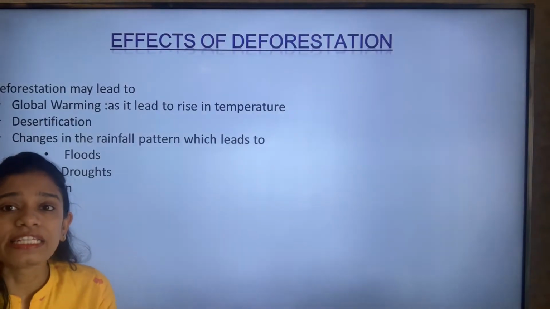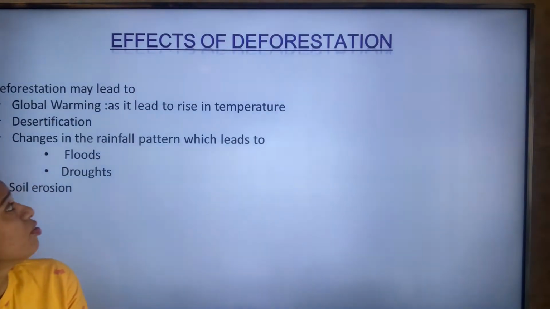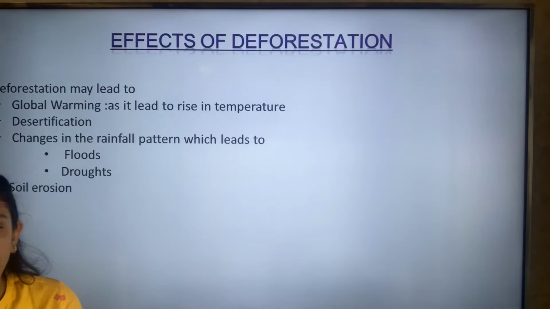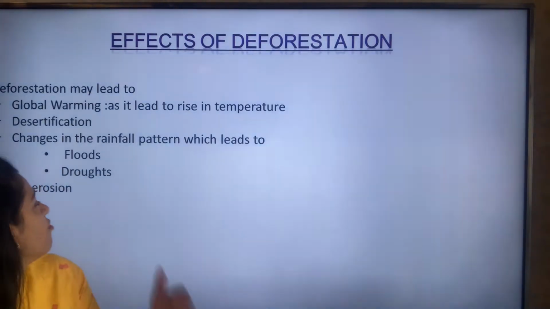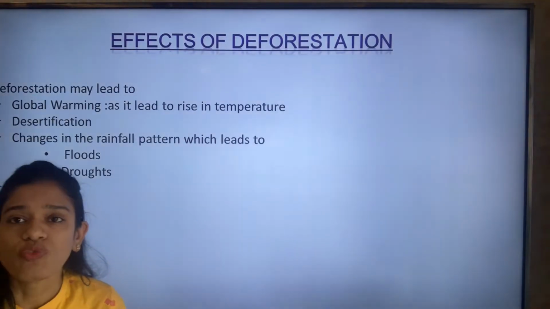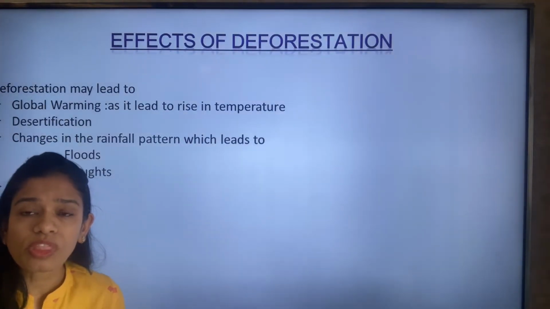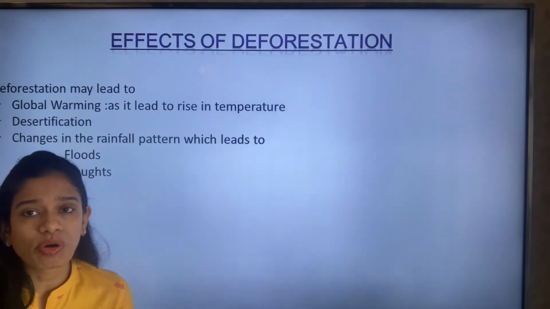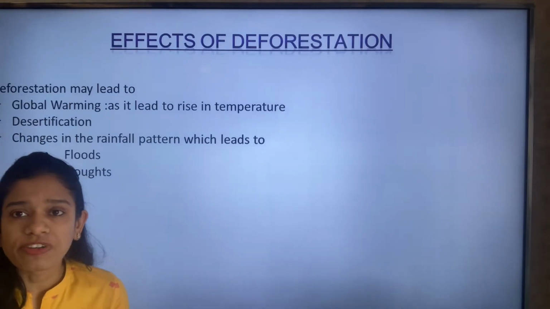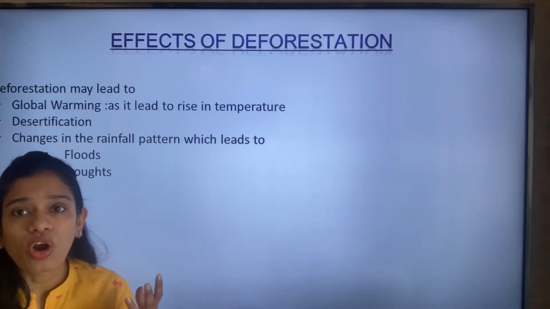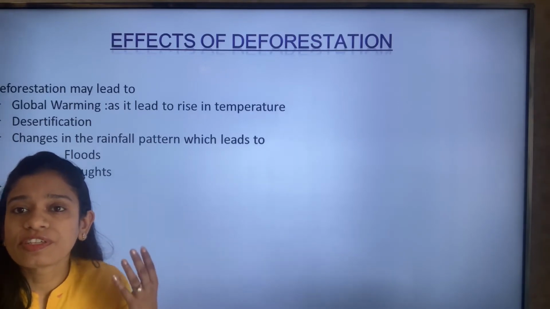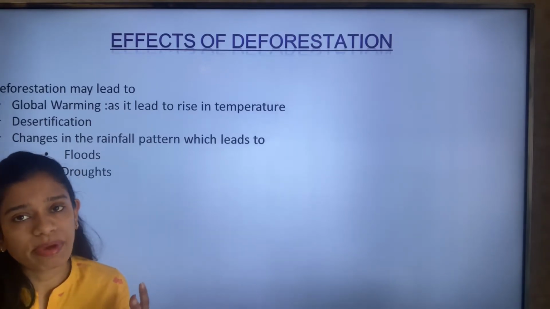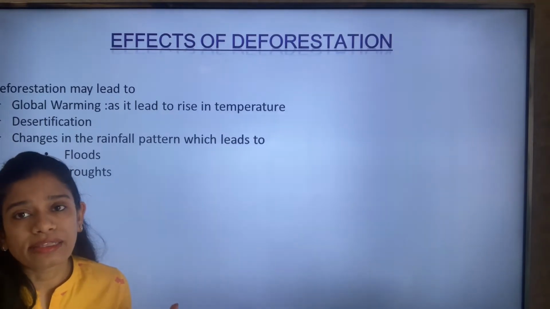Desertification, that is deserts are being formed due to cutting down of trees, and changes in the rainfall pattern, which has led to floods and droughts, and finally soil erosion, which I've already told you about. So all these are the effects, and if you think about it, these are very adverse effects on nature, which have been created by man in some way or other.